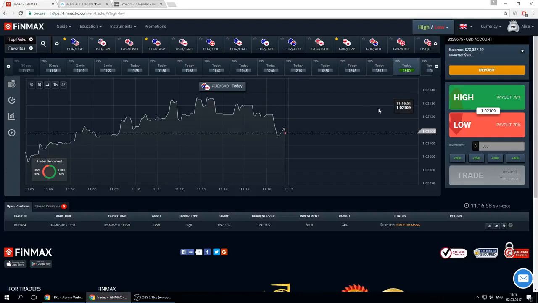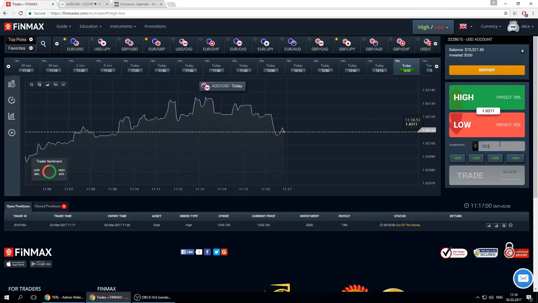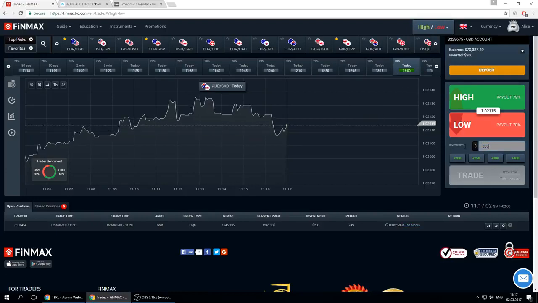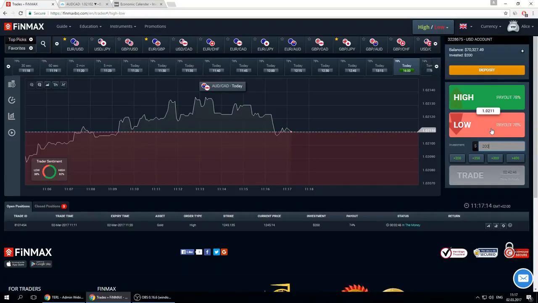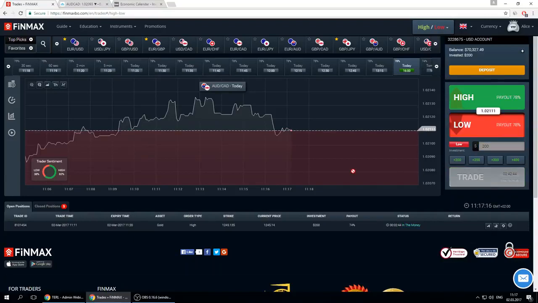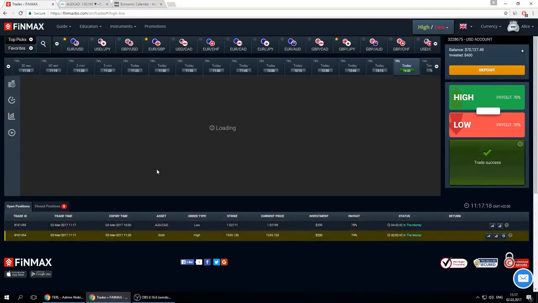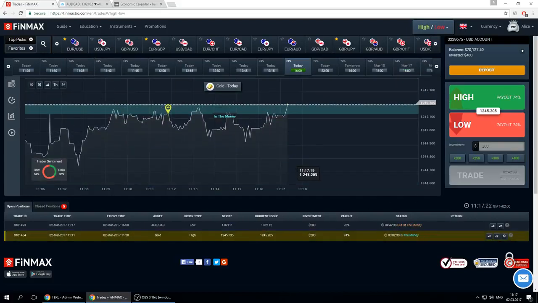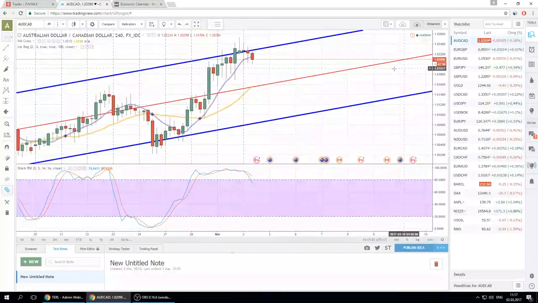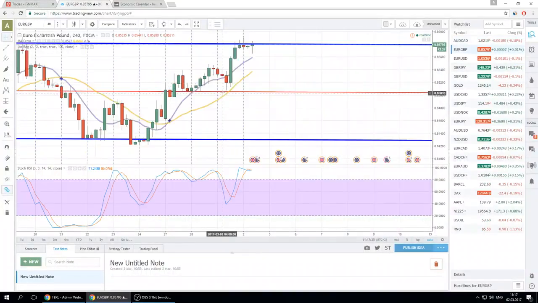This is probably my favorite expiry time. I really often open trades with this expiry. Okay, let's confirm everything. Yeah. Okay, so let's go with the minimum amount, you see. Okay, this one is in profit for now. 2 minutes. Okay, let's switch to something else.